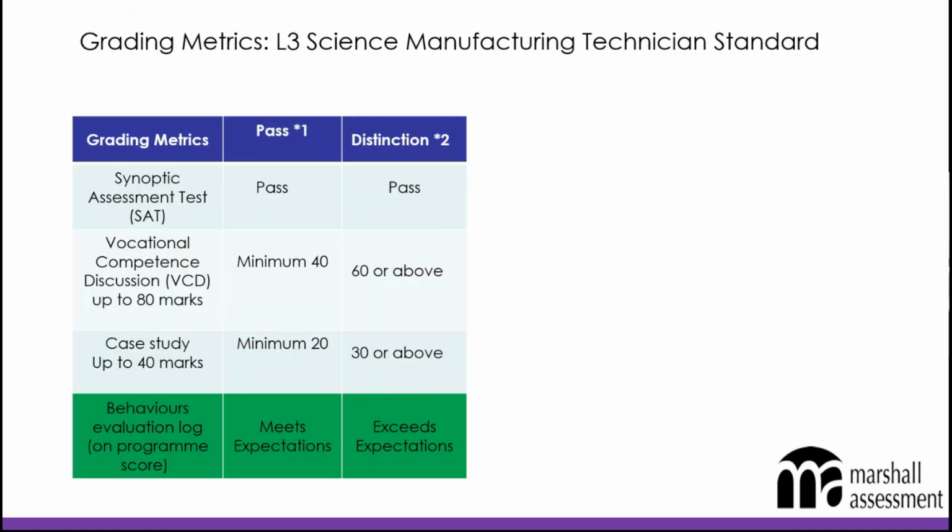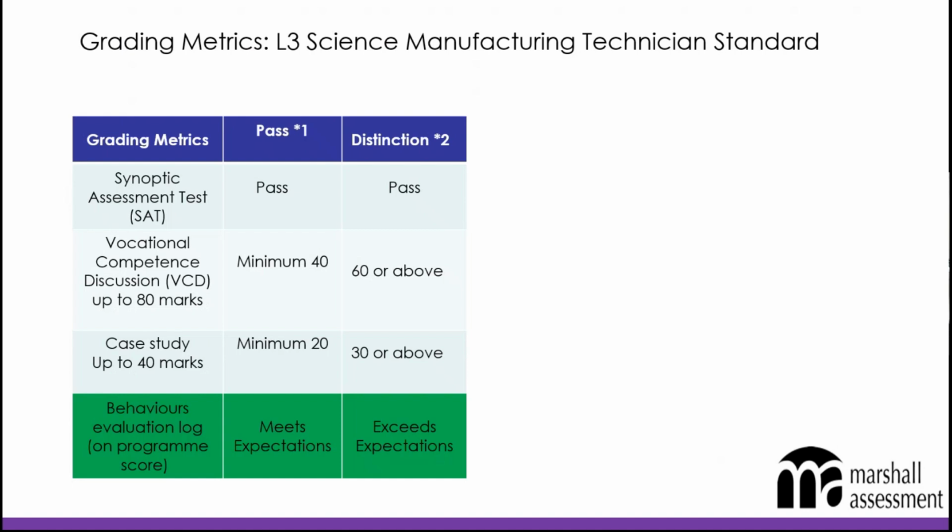So moving on almost to the end now. So looking at grading, one of the things that I didn't mention earlier on is the vocational competence discussion. Again, this is marked out of 80, so 50%, so 40 out of 80, that will give you a pass. Anything over 60, so 75% or more, will get you distinction. So we talked about observation being pass or fail only. The other 2 hurdles are differentiated between fail, pass, and distinction.